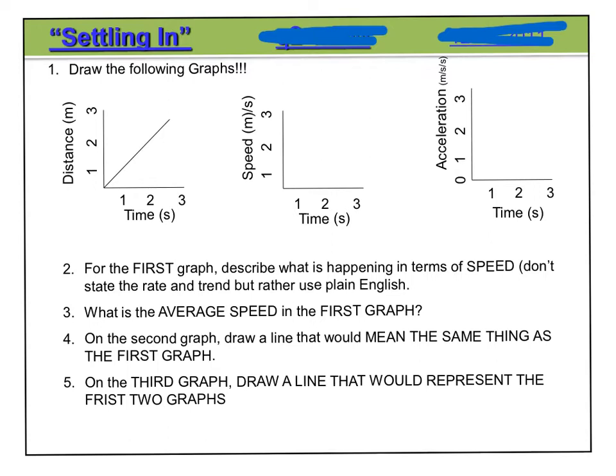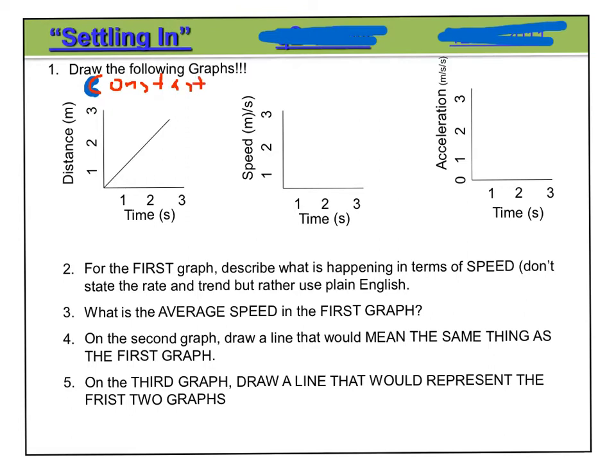So if you look at this line here in the first graph, what's happening? Now, as you get used to this, you'll be able to say that the object is just traveling at a constant speed. Let me switch pens here. Constant speed. Now, I put numbers on my graph because that might help you to be able to see that.